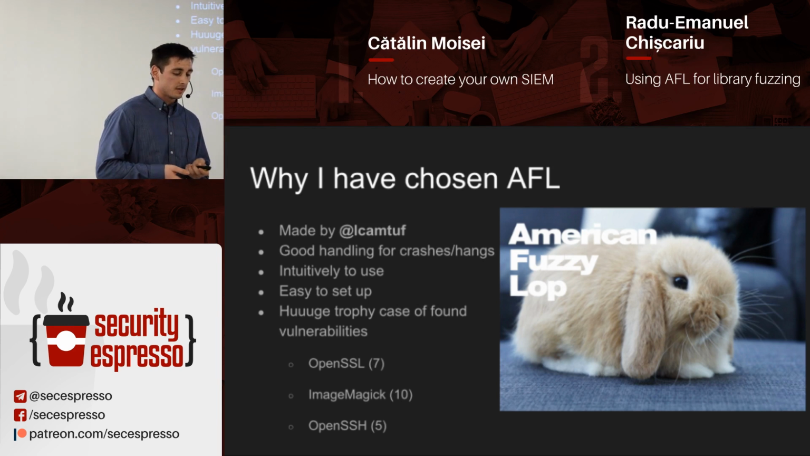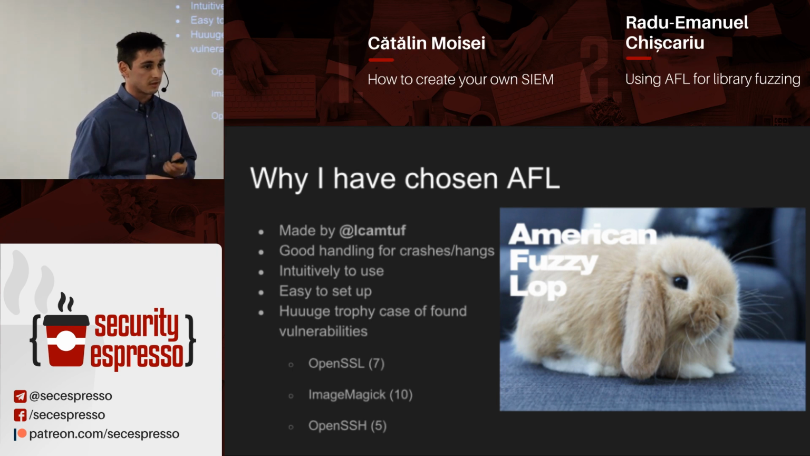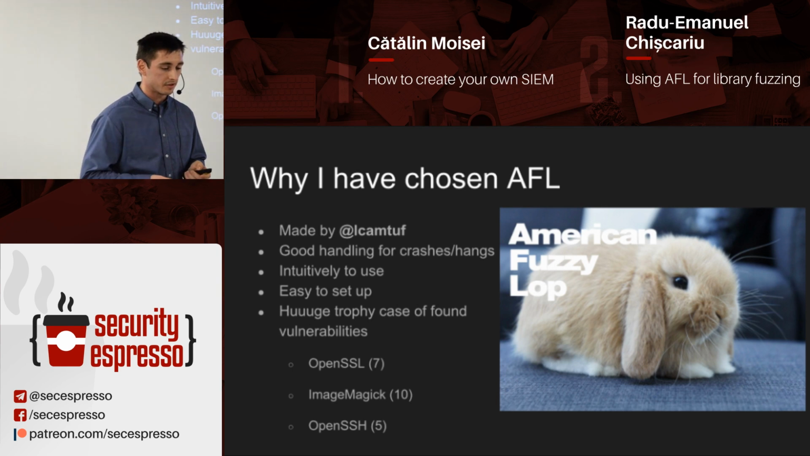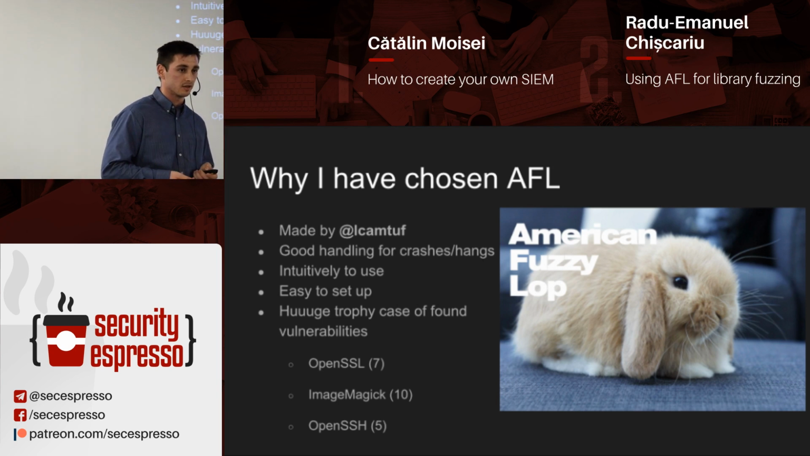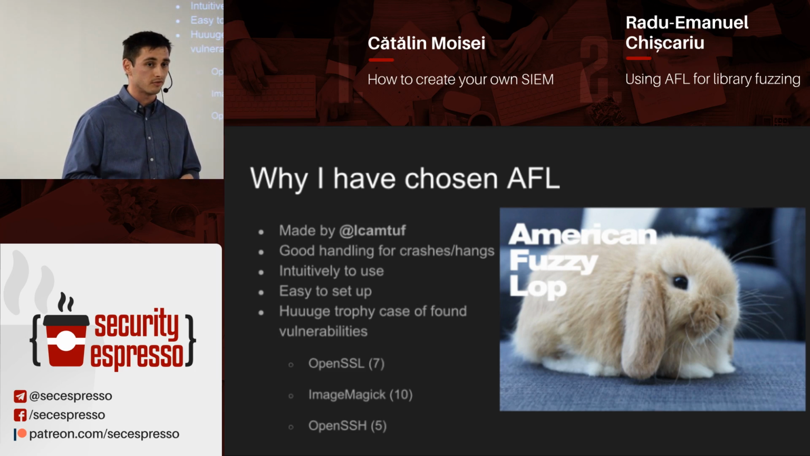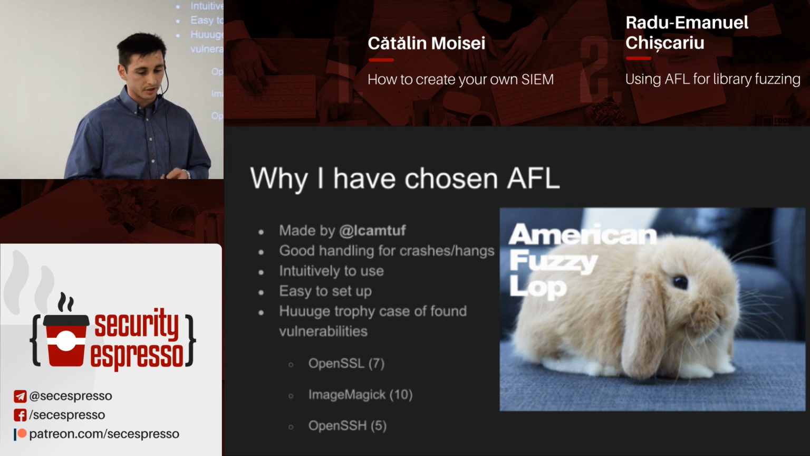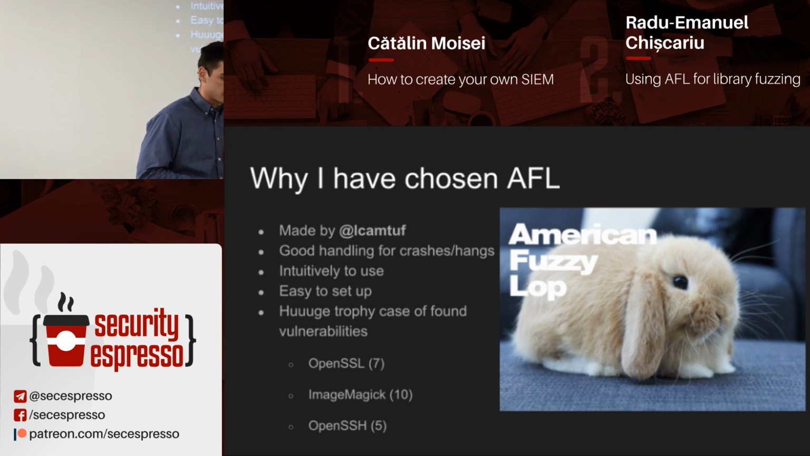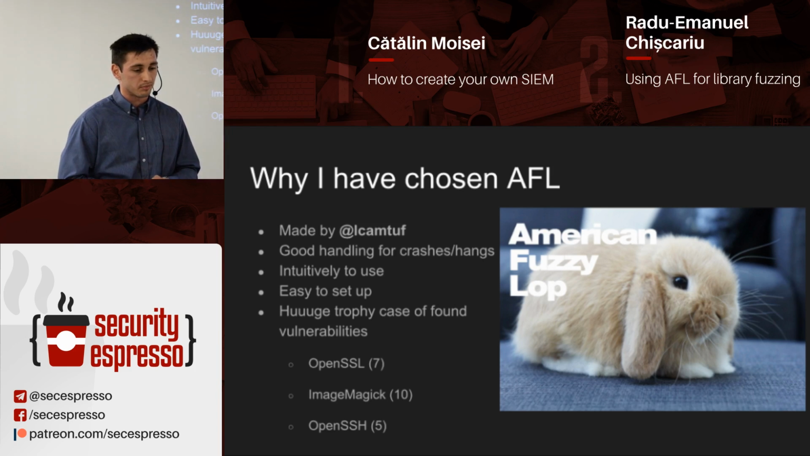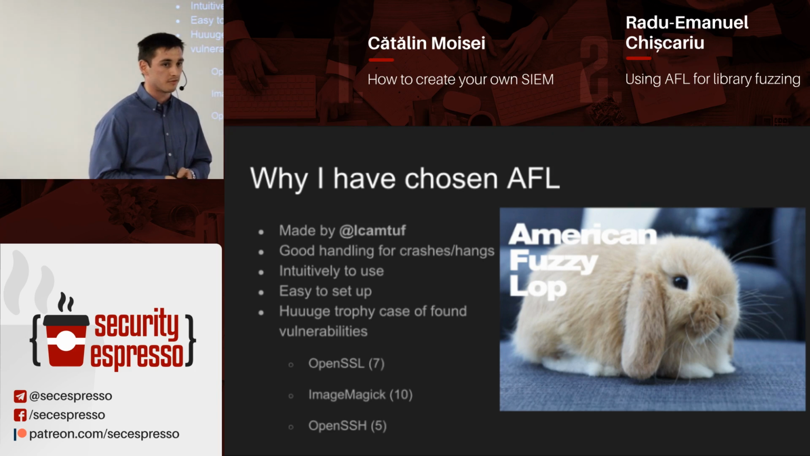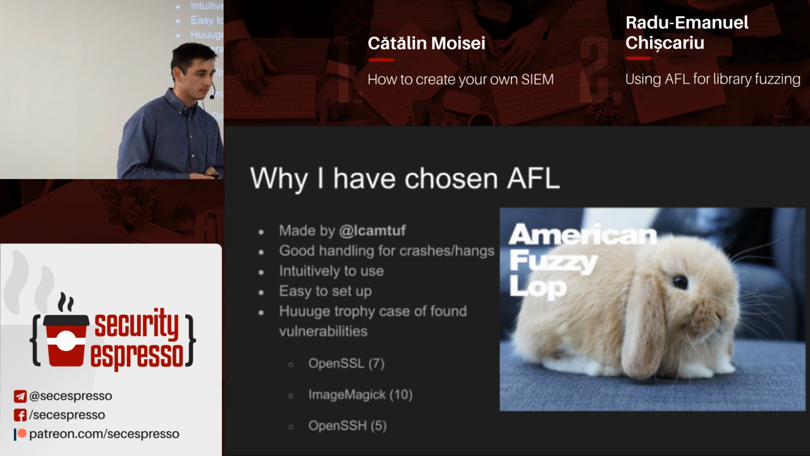What I like about AFL is that it's very easy to set up. It has very good handling of crashes and hangs of the application, and last but not least, it has a huge trophy case of found vulnerabilities. In OpenSSL, ImageMagick, you name it, if you go to the page, you can find a lot of vulnerabilities, and those are just the ones that were reported back to Michael Zalewski, who updated the page, but there are a whole lot more. I look a lot at different projects and their bug pages, and a lot of them are found using AFL, so it's a very much employed tool.